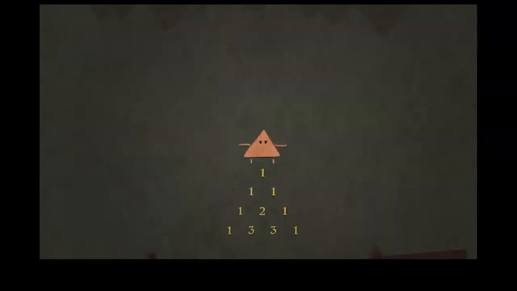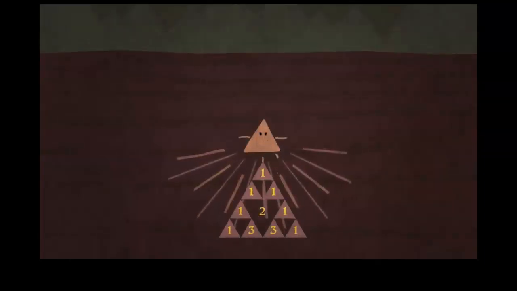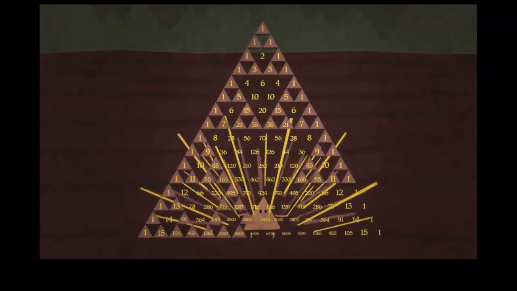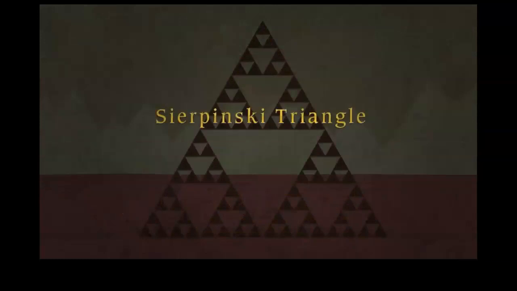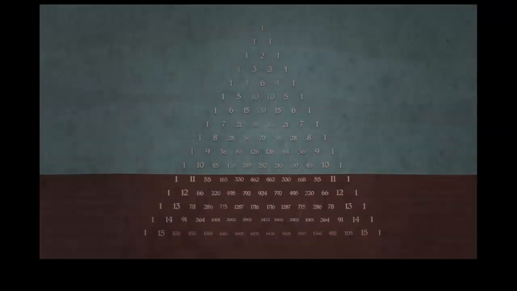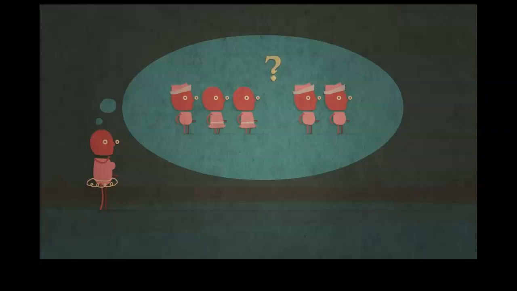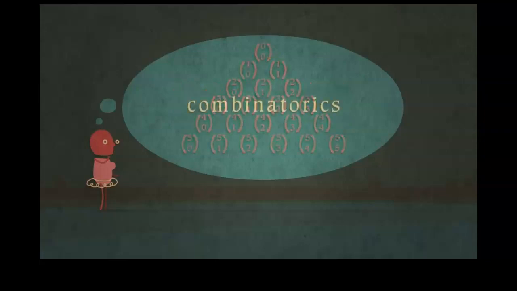Or how about this? Shade in all of the odd numbers. It doesn't look like much when the triangle's small, but if you add thousands of rows, you get a fractal known as Sierpinski's triangle. This triangle isn't just a mathematical work of art. It's also quite useful, especially when it comes to probability and calculations in the domain of combinatorics.